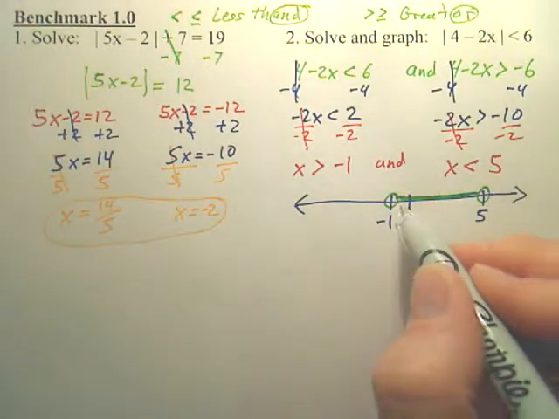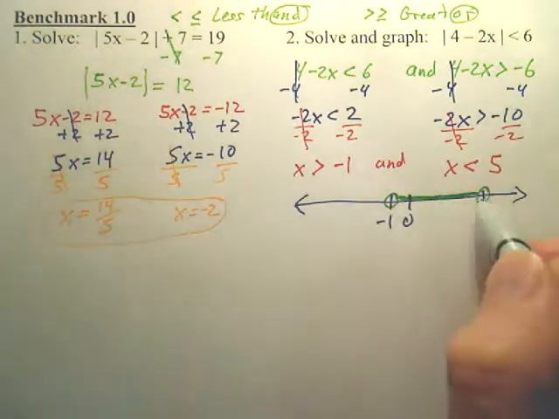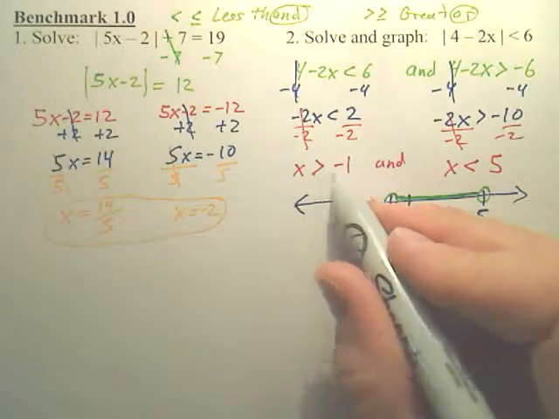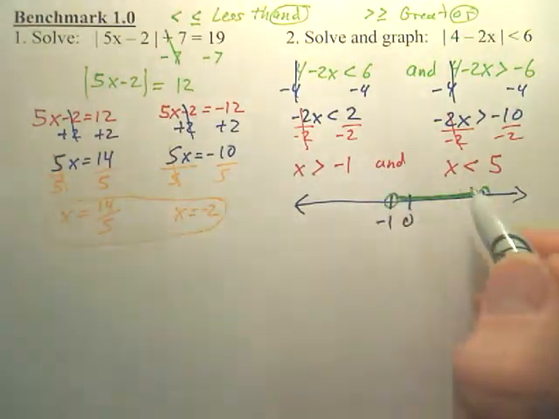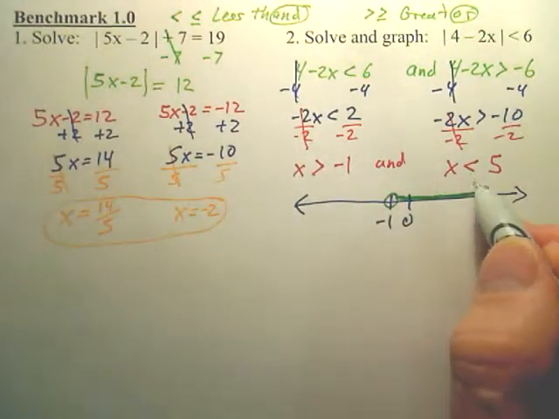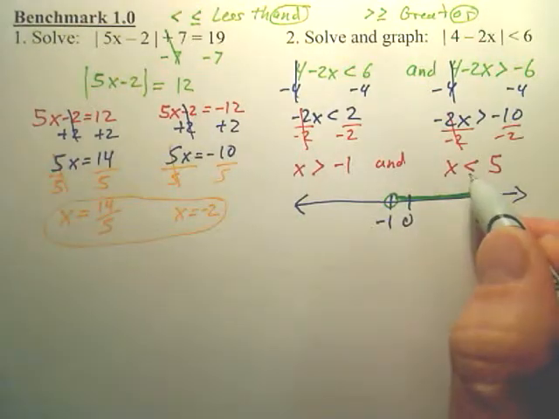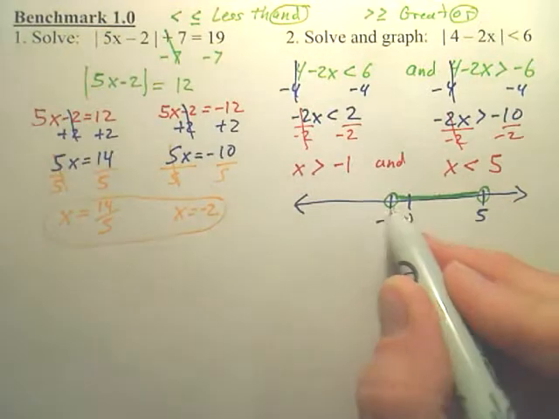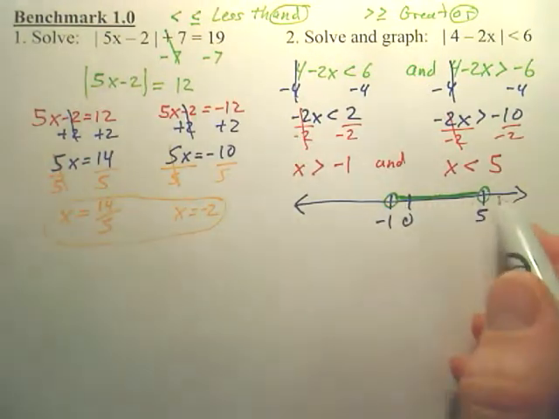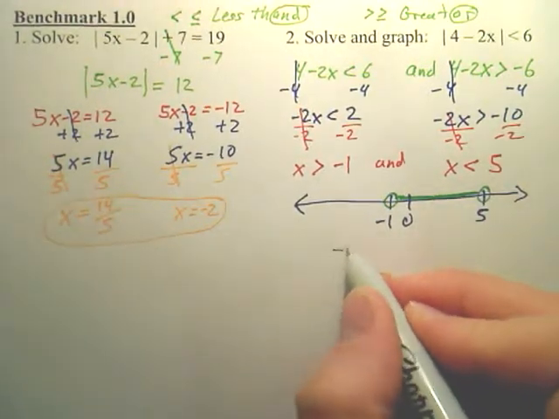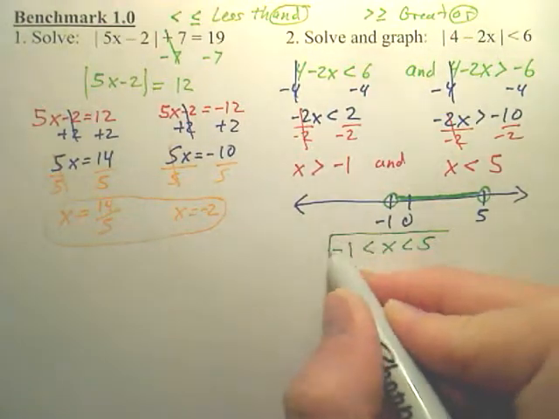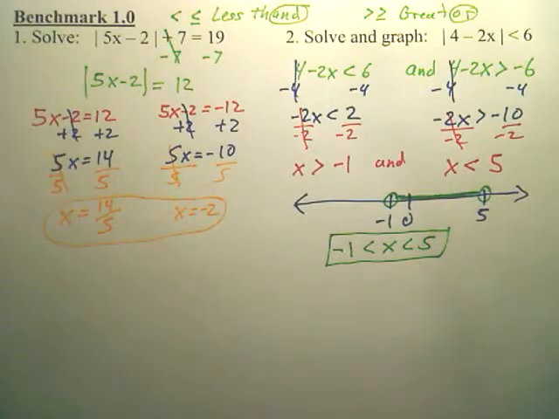Now, should I be filling in circles? No, because these are less thans and greater thans. If they had or equal to underneath these signs, you would be filling in the circle. But since they're just less than and greater than, it's open circles. So that's the graph. All ands are shaded between. And the way we finally write this is like this. That's how you write an and statement. It's called a compound inequality.